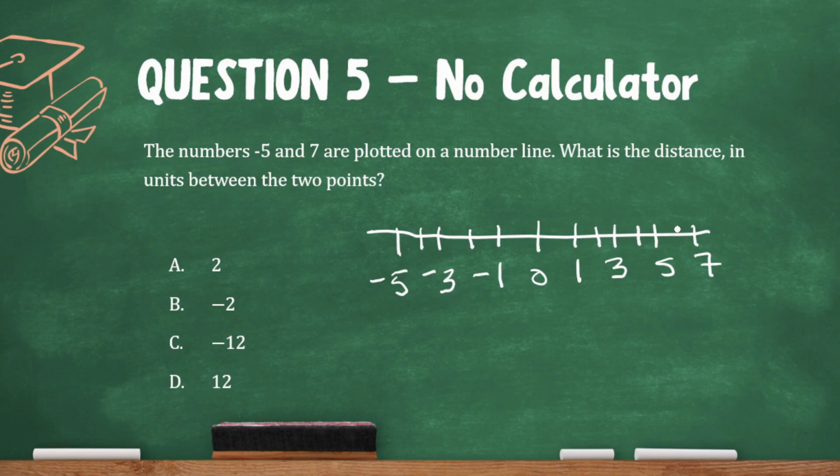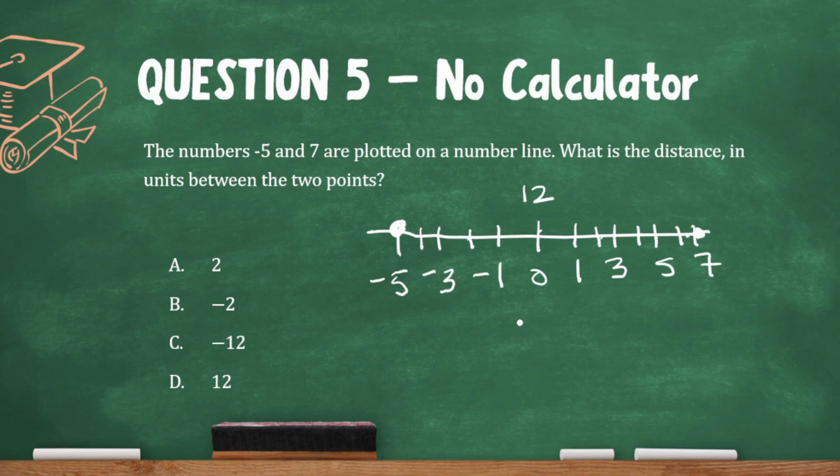2, 4, 6. All right, so if I wanted to get from -5 all the way to 7, how many tick marks would I go? I could just count 1, 2, 3, 4, 5, 6, 7, 8, 9, 10, 11, 12. So there's 12 units between them.